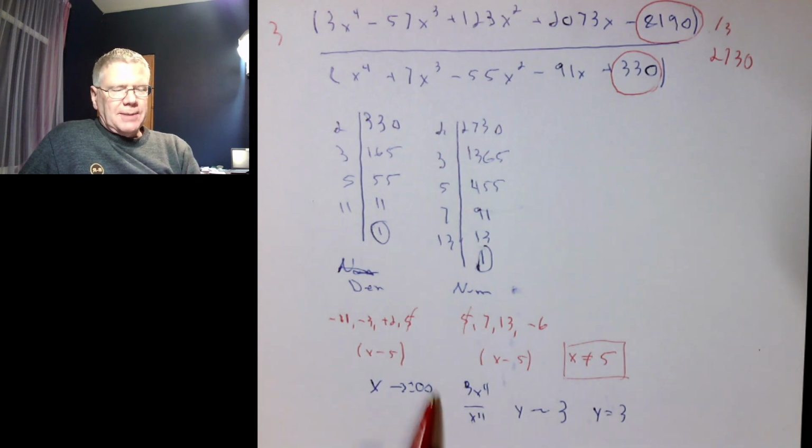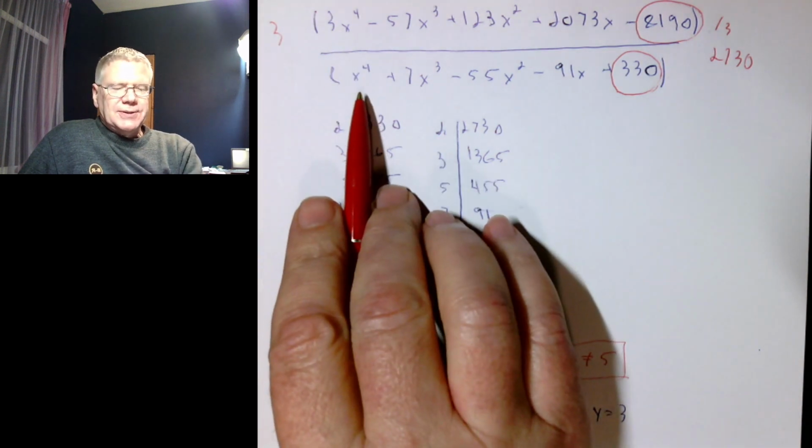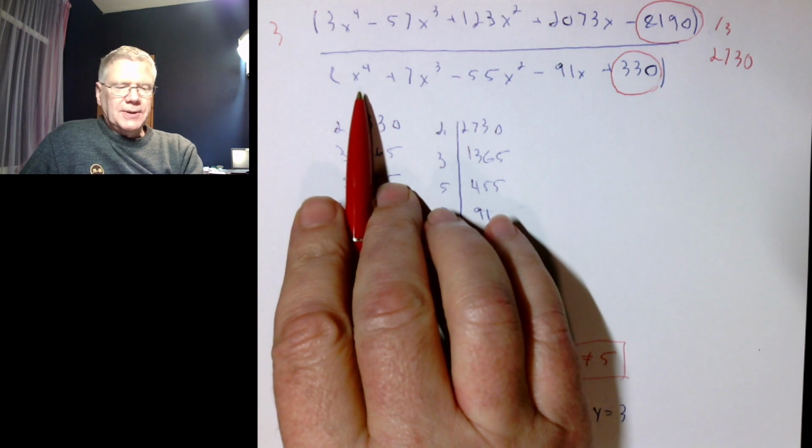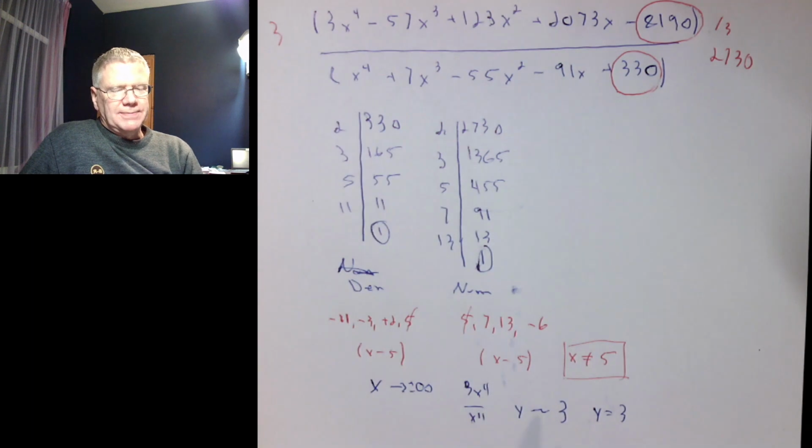I considered what happens, and since the order of the polynomial is 4 in both the top and the bottom, I can just look at the coefficient and I can see that it's going to approach 3. So that gave me a horizontal asymptote.